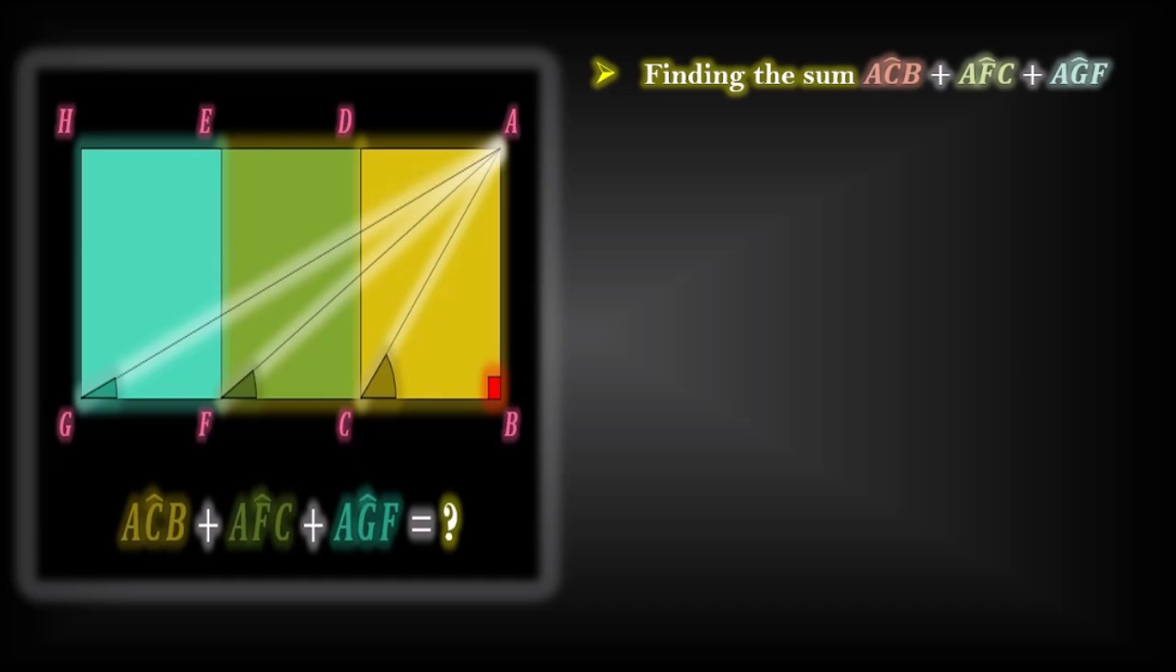What if I told you that three completely different angles, drawn in three different squares, always add up to exactly 90 degrees? No matter the size of the squares. No coincidence. Just pure mathematics.